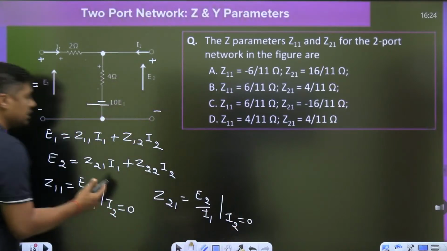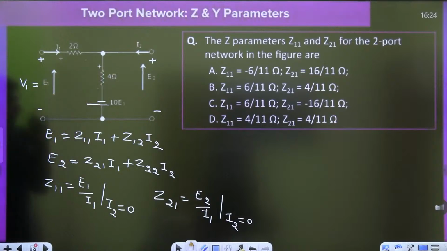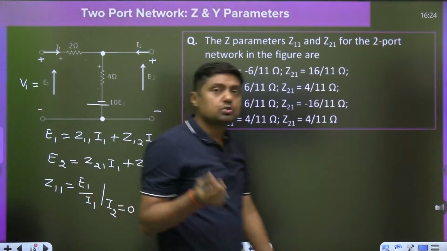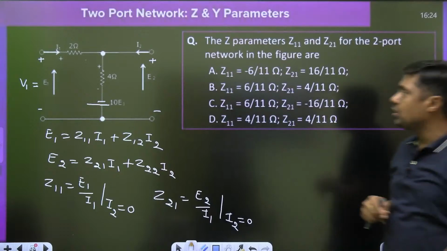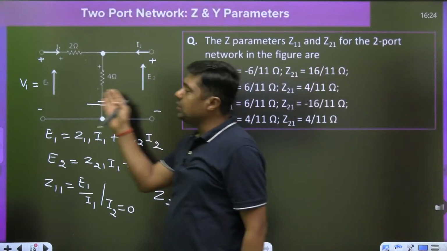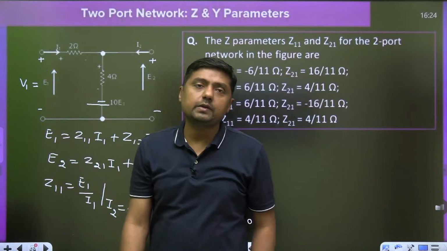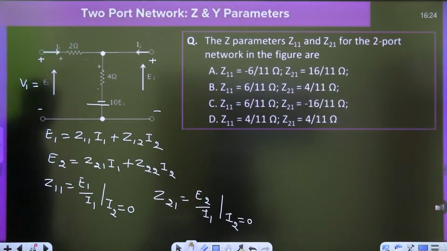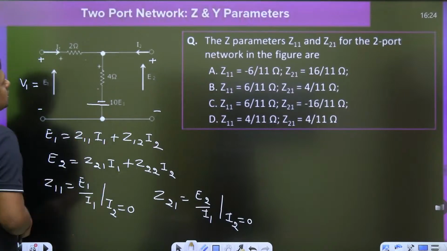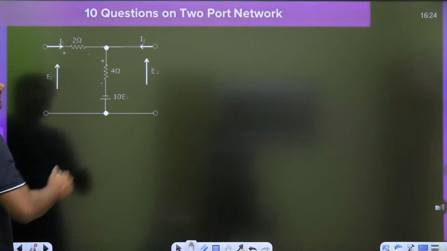It means in both cases I2 is 0, or when the output current is 0, the output is open circuit. That's why these parameters are also called open circuit parameters, because we have to make the input open or output open to find the Z parameters. So what is Z11? E1 by I1 with I2 0. Z21 is E2 by I1 with I2 equal to 0. In both cases I2 is 0, then it will become very easy.